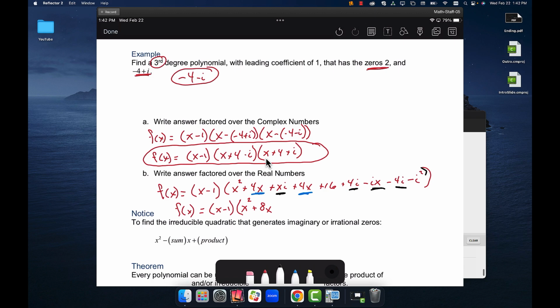And then we have negative i squared. Remember, by definition, i squared is negative 1, so that's negative negative 1 or plus 1. We have plus 1 and 16 gives us 17. And now we have factored over the real numbers. The i's are no longer part of our factor.